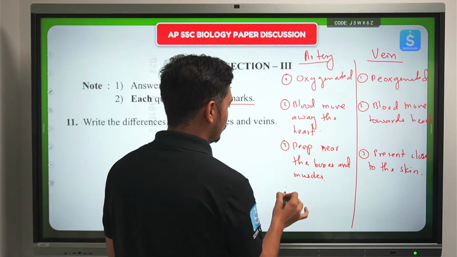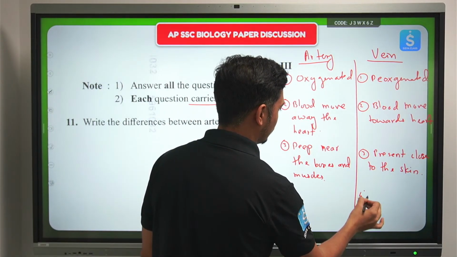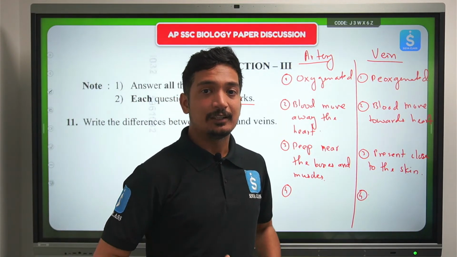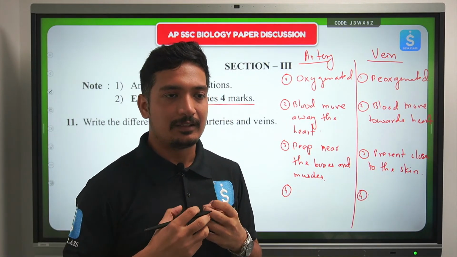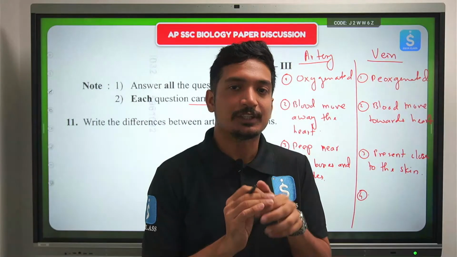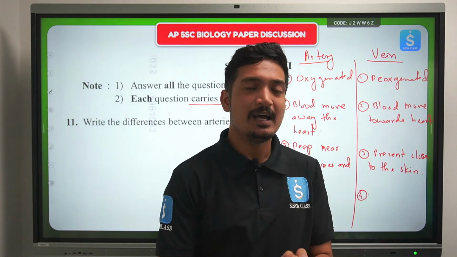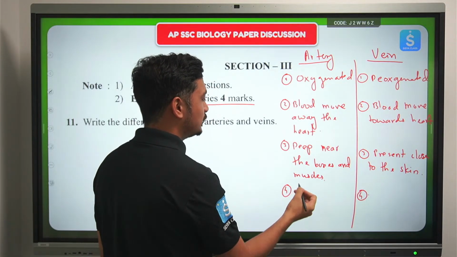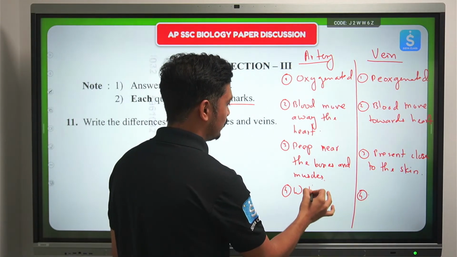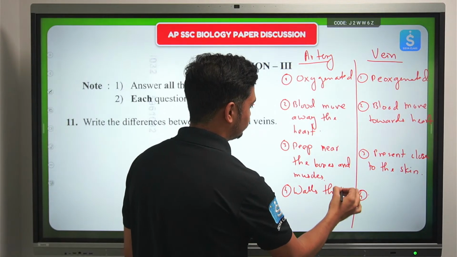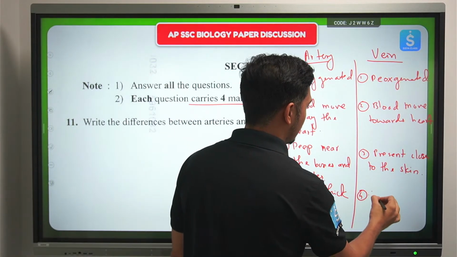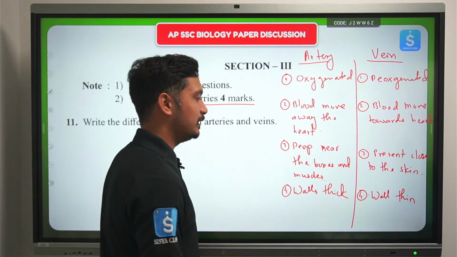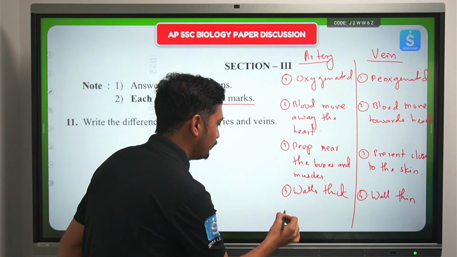Now fourth point for both of them. Because the pressure in arteries is more, because it carries the high blood pressure coming from the heart, to withstand that high pressure, the walls will be thick. So we'll say walls will be thick, and here we'll say walls will be thin because the pressure comparatively will be less. Then we'll come to the fifth point.